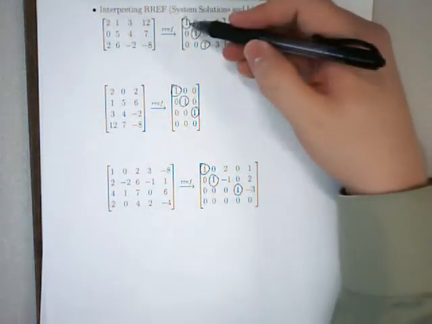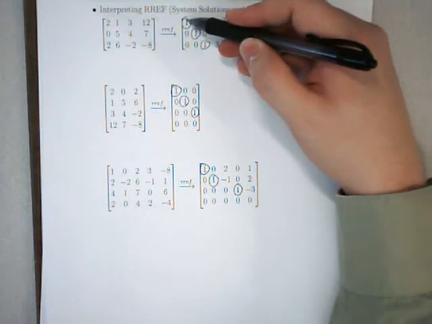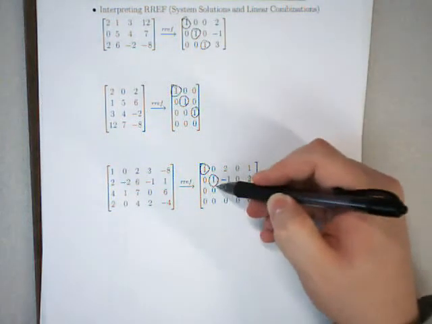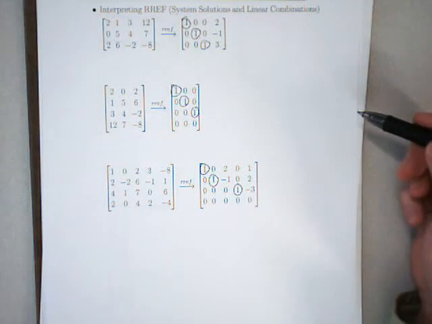And then last, any leading one is in a pivot column, and the place where that leading one is located is called a pivot. Above and below each pivot needs to be entirely zeros. So notice above and below all the pivots we have zeros. That means that the matrix is in reduced row echelon form.